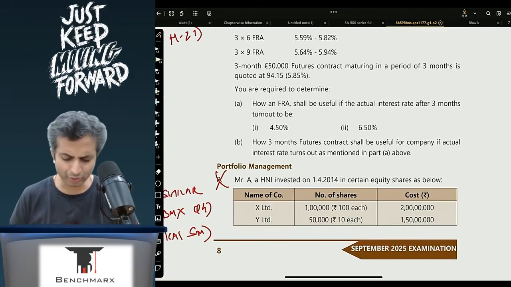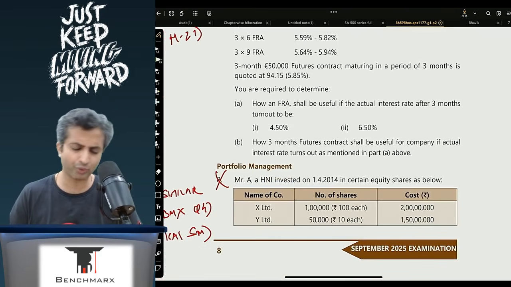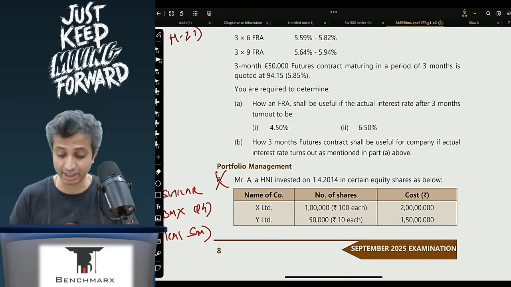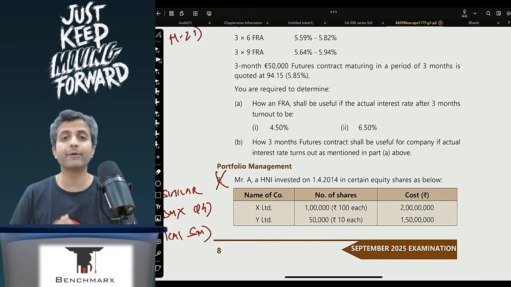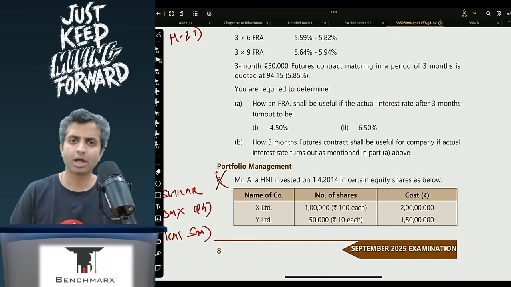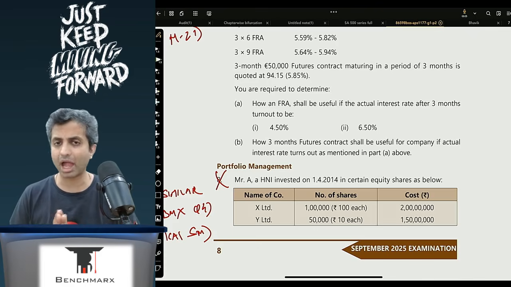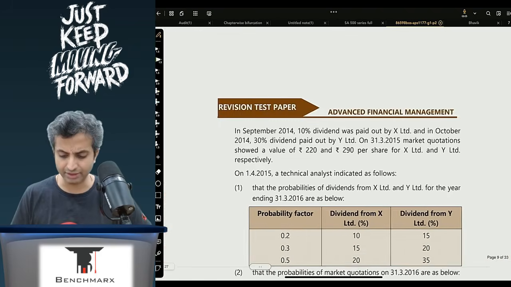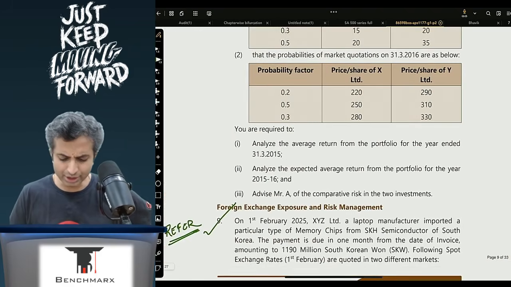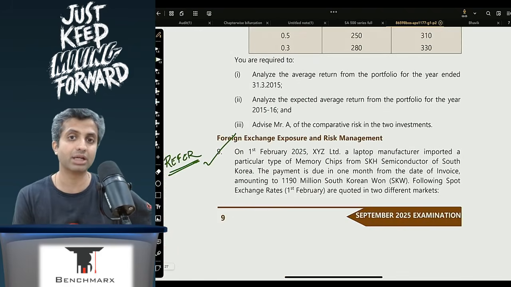Question number 8 on portfolio, and initial question 4, again a last day revision question, which was there where you had to find the portfolio return and the weights which are there, and you also had to find the standard deviation. So this was interesting. And then you come to question number 9.